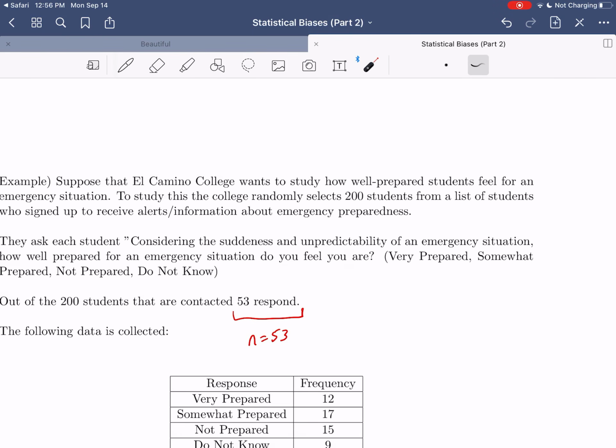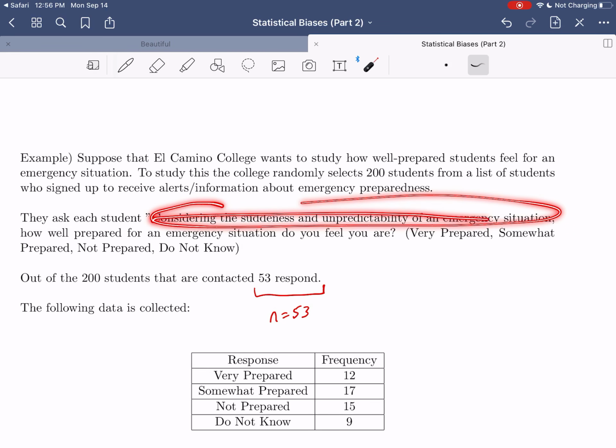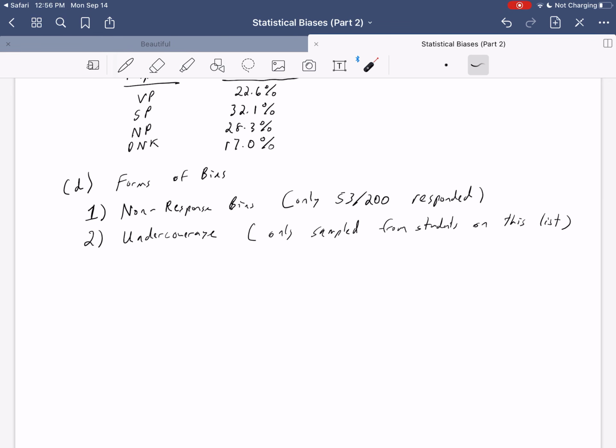All right, let's think about what else. Well, notice the phrasing of this question, considering the suddenness and unpredictability of an emergency situation. Why is this even in the question, right? We could just ask, how well prepared for an emergency situation do you feel you are? So this part here, we should probably get rid of that. That's wording bias. So wording bias, the considering how blah, blah, blah, that really shouldn't be in there.